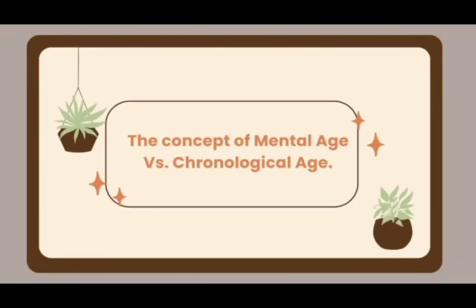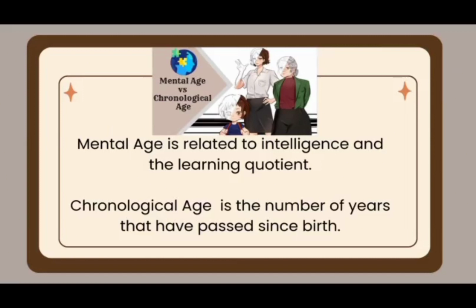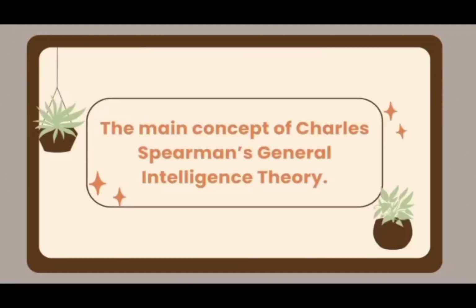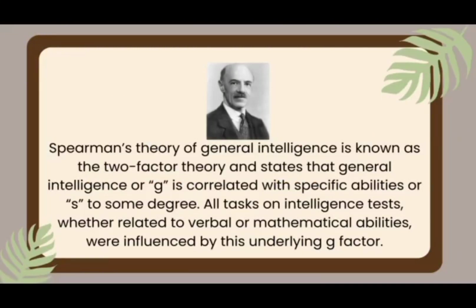The next topic is all about the concept of mental age versus chronological age. Mental age is related to intelligence and learning cohesion, while chronological age is the number of years that have passed since birth. So the next topic is all about the main concept of Charles Spearman's general intelligence theory. Spearman's theory of general intelligence is known as the two-factor theory and states that general intelligence, or g, is correlated with specific abilities, or s, to some degree.